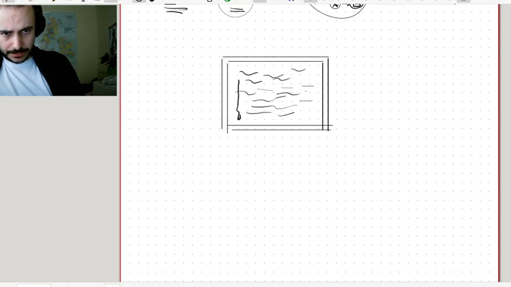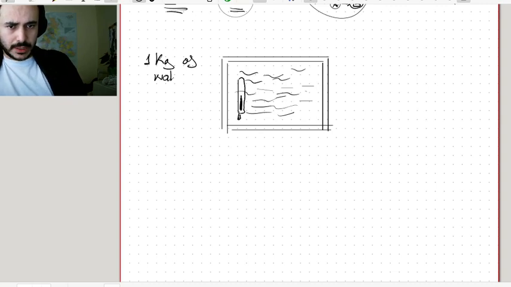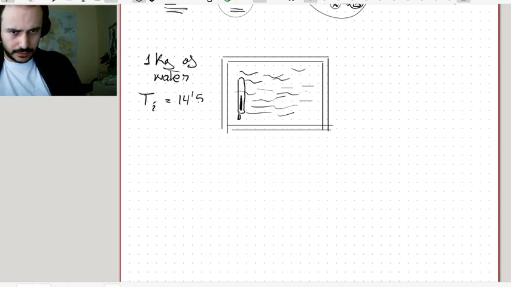Okay, so I can look at this thermometer to know the temperature of my system, and imagine, just for concreteness, that I have 1 kilogram of water, and that the initial temperature of my initial equilibrium state happens exactly to be 14.5 degrees centigrade. Okay, and then what I will do is I will insert a system here.